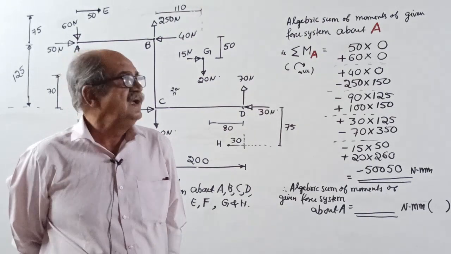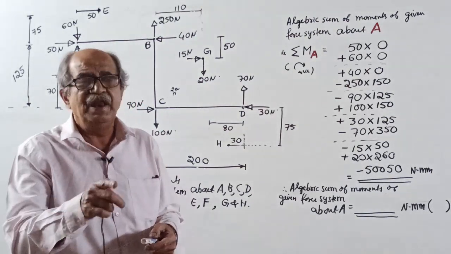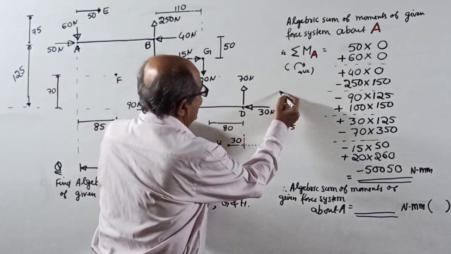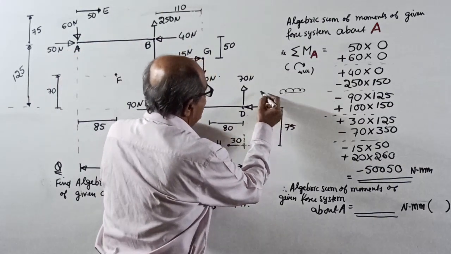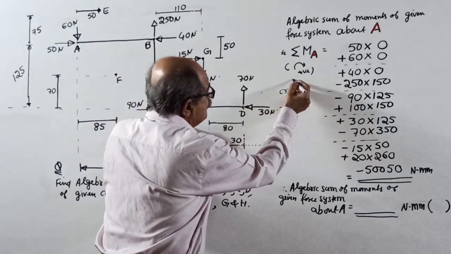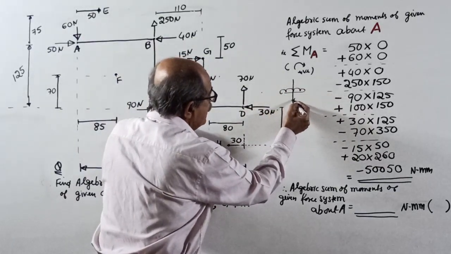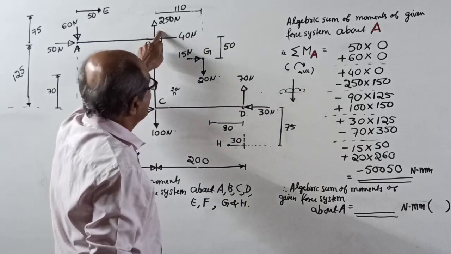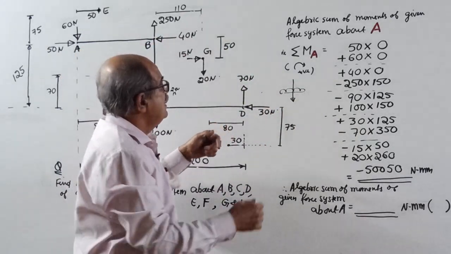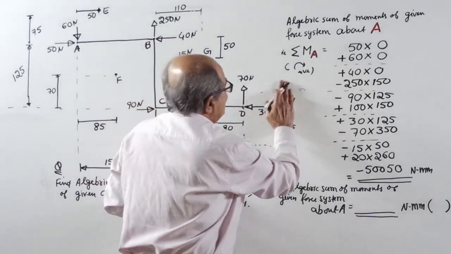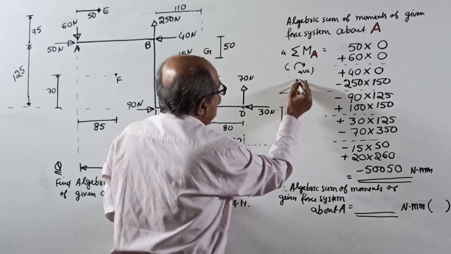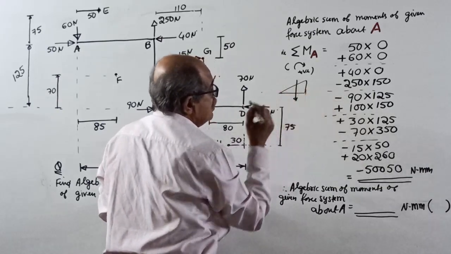Even then remember, even if UDL or UVL is there, imagine there's a UDL here and you want moment about this point. What we will do is first find the total load of the UDL, with an arrow mark. So finally, load or force into distance will come. Even if uniformly varying load is there, any type, we will first get the load.